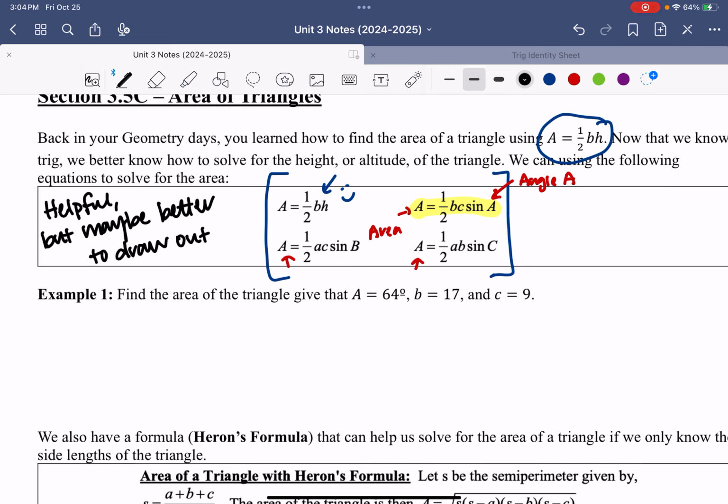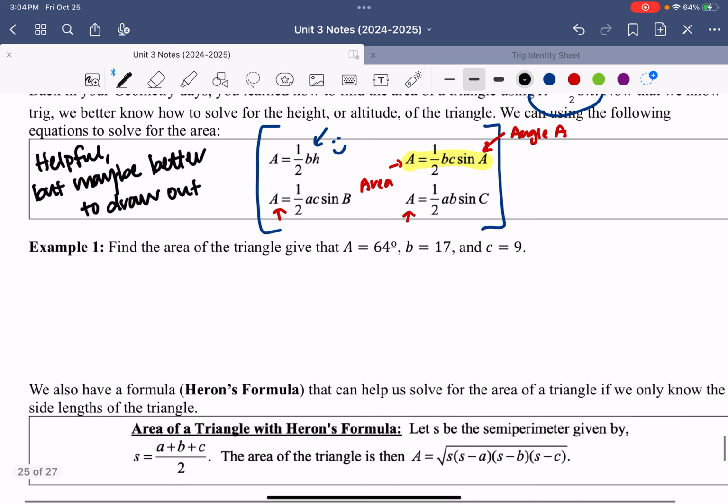Or if you can recognize all the information you have, you can pick whatever formula you need and plug it in. But regardless, you should be able to do this without looking at your formula sheet because you know how to derive it. So this is what we're going to look at in example 1. We're going to find the area of the triangle given that angle A is 64, side length B is 17, and side length C is 9. I know I could just plug that into my formula, but let's draw it out so we know why we're getting what we're getting.